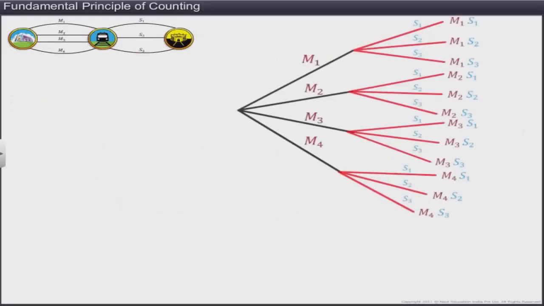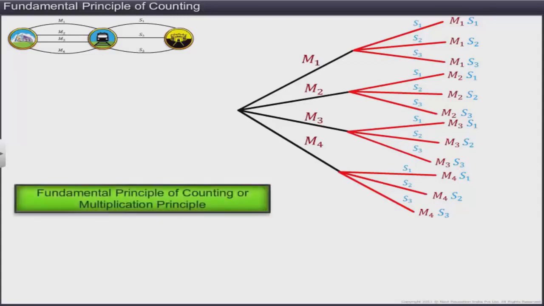An ideal way to visualize the number of ways is using a tree diagram as shown. Here route M1, S1 is as shown. Similarly, the other branches follow. The counting for this situation can be done easily by using the principle known as the fundamental principle of counting, or the multiplication principle.